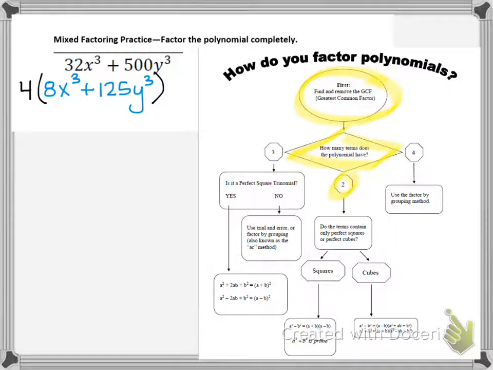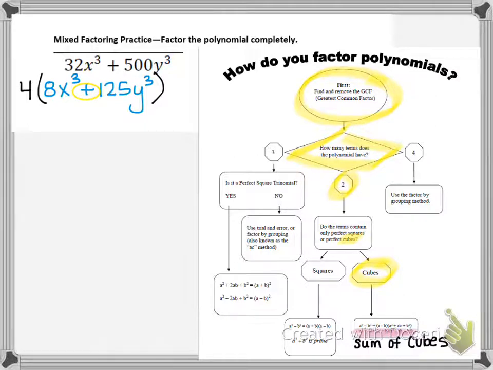Then I ask if it's perfect squares or perfect cubes. This is clearly cubes because 8 and 125 are perfect cubes, and also because I see the exponents are 3's. So now I have two choices for my cubes. Is it either a difference of cubes or a sum of cubes? Well, this particular problem is a sum of cubes. Let me write that down. The reason it's a sum of cubes is because there's a plus sign in our binomial. If it was a minus sign, then we would have a difference of cubes.